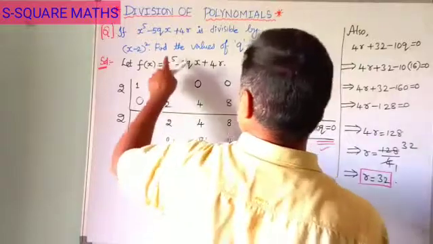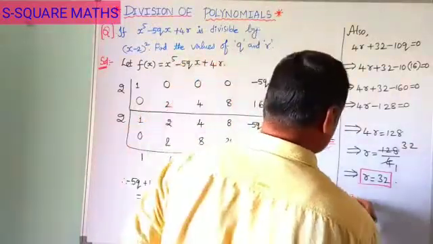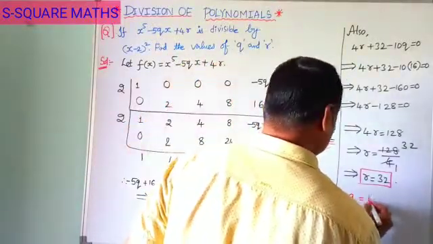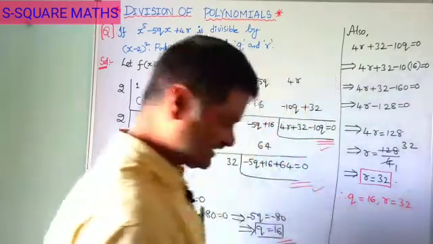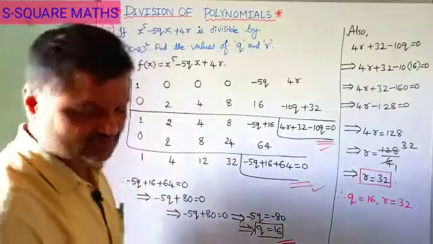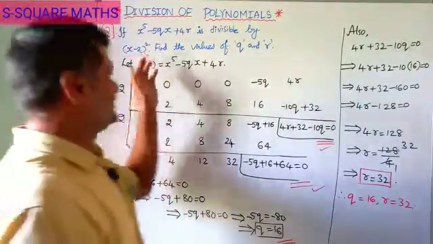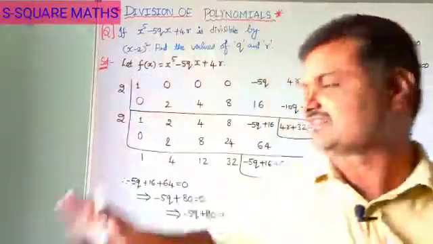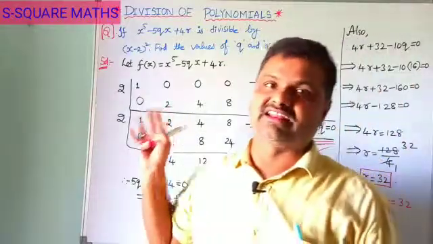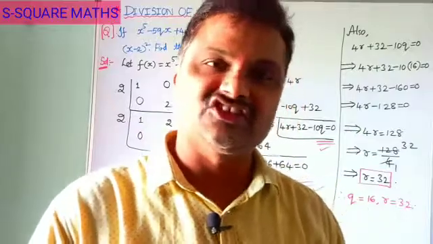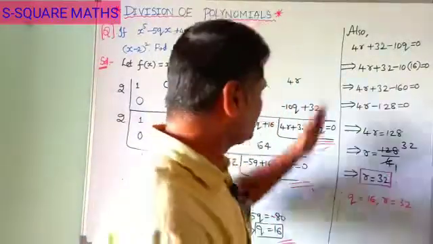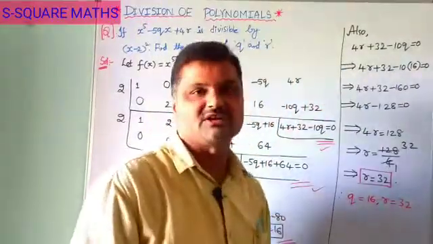Therefore our requirement is to find the values of q and r. Therefore q is equal to 16 and r is equal to 32. These are our values. So in this way, what we discussed previously, Horner's method of synthetic division, is a very crucial, important and interesting application in the division of polynomials to solve many different problems.